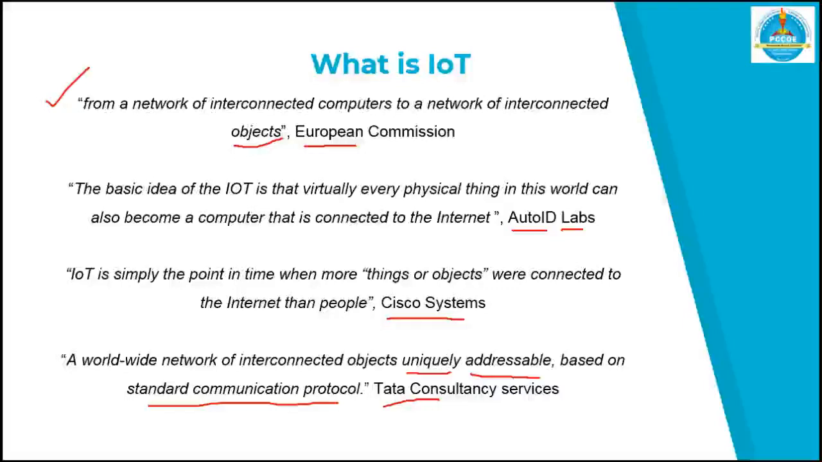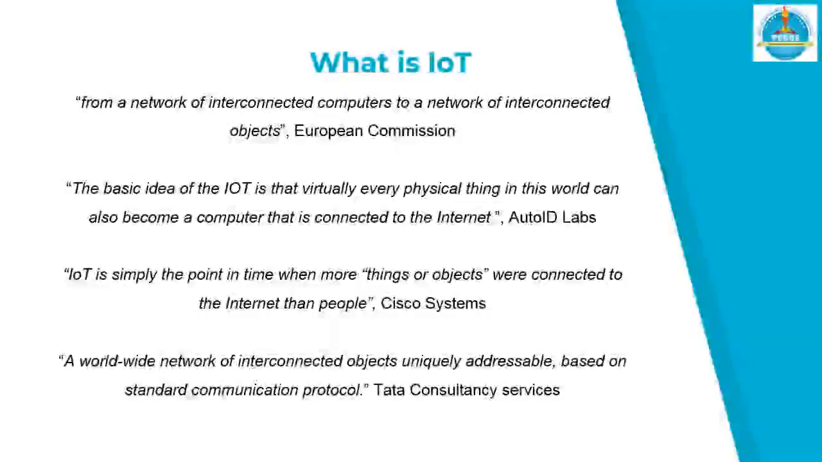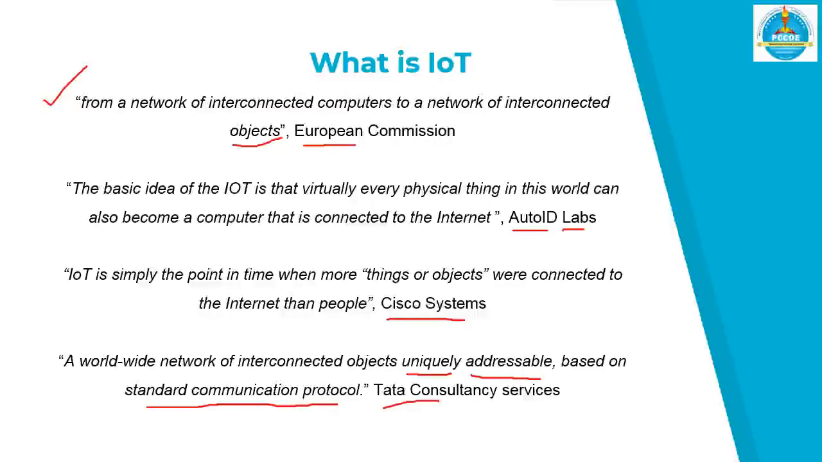Just like SCTP, the stream control transmission protocol, it's a combination of TCP and UDP. TCP is considered a connection-oriented protocol, whereas UDP is considered a connectionless protocol. So depending on the application, we can choose any kind of protocol, but your IoT device should have a unique kind of IP addressing. So these are some of the definitions given by different companies.